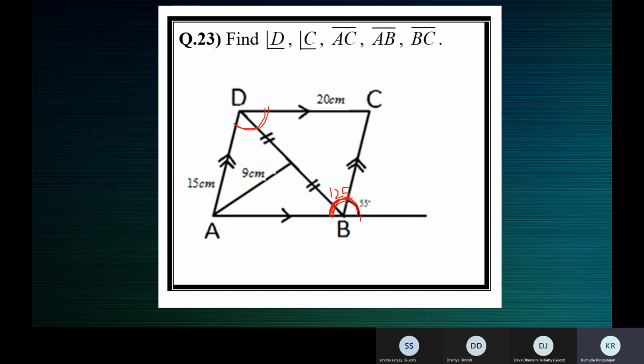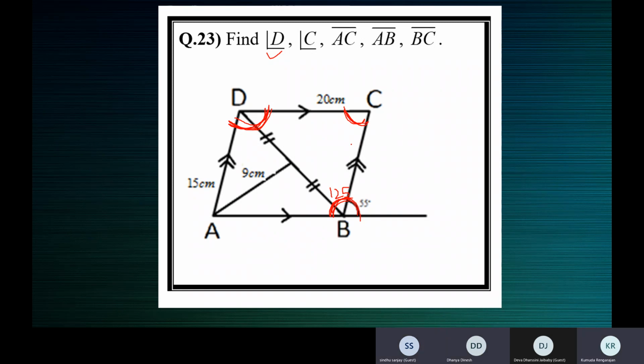Now what's the property in a parallelogram? Opposite angles are equal. So what is the measure of angle D? 125 degrees. So we found D. Now let's find C. How will we find C?